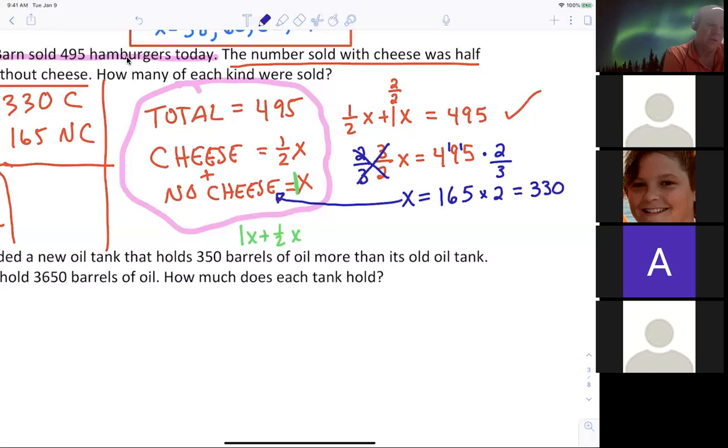Okay? Now, what does 330 represent? x, which is the no cheese. So 330 with no cheese, and then half of 330, which was 165 with cheese.